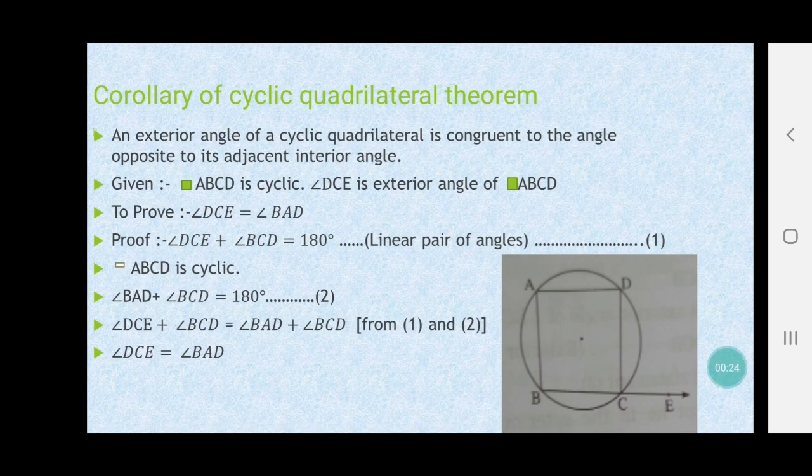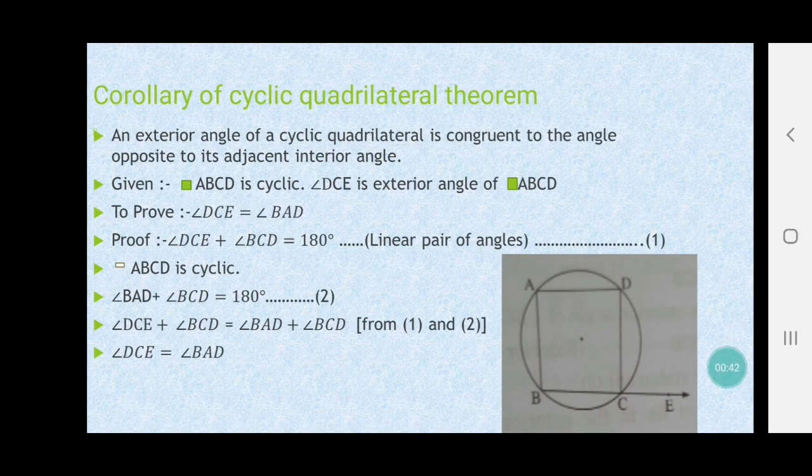Now, exterior angle of a cyclic quadrilateral. What is given to us? A quadrilateral is given. Quadrilateral ABCD is a cyclic quadrilateral. And angle DCE is the exterior angle to the given quadrilateral.